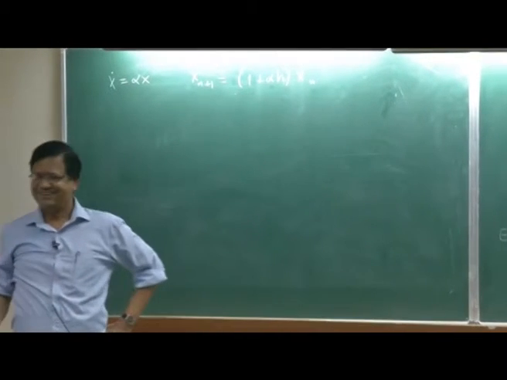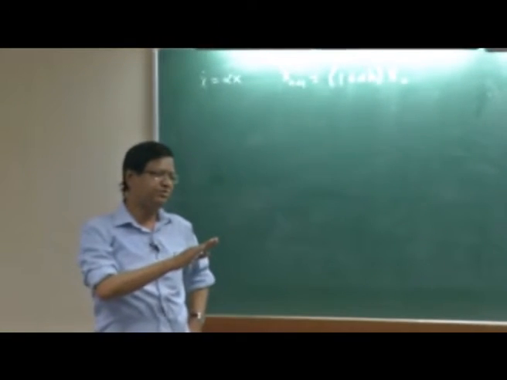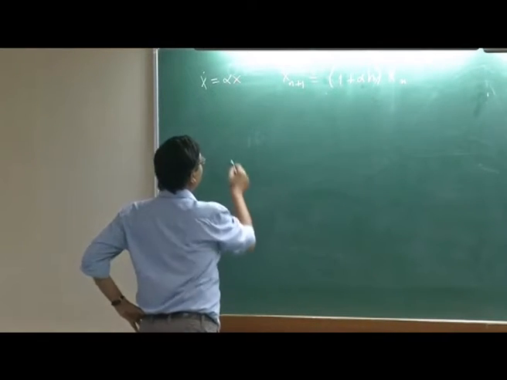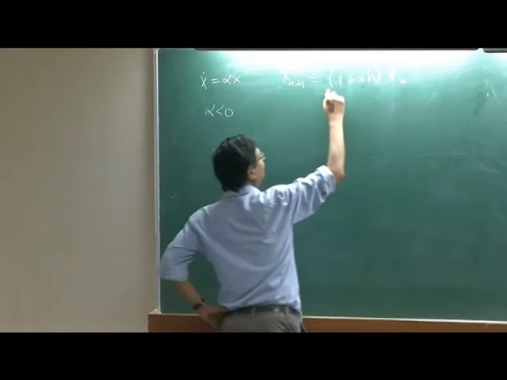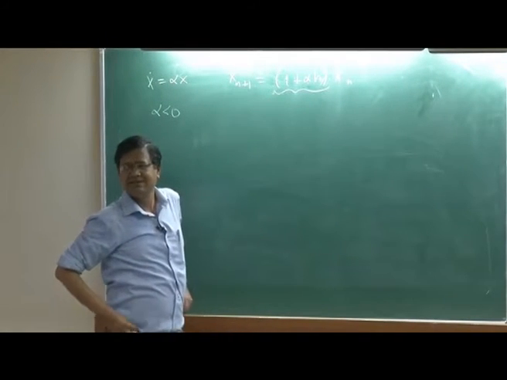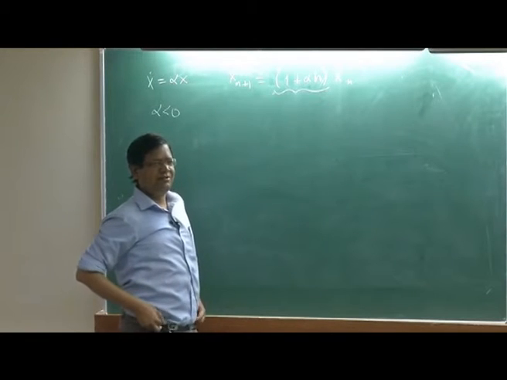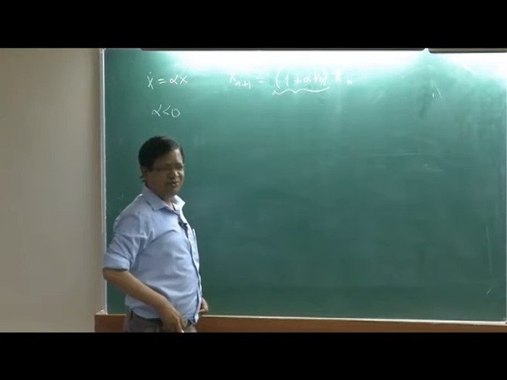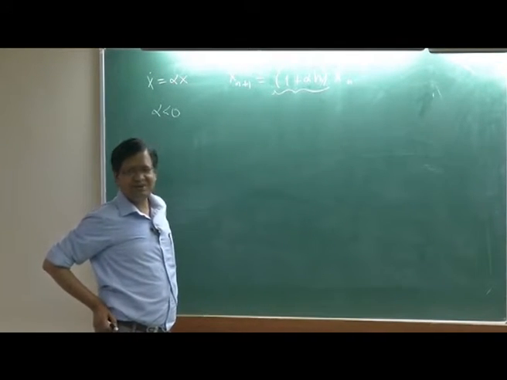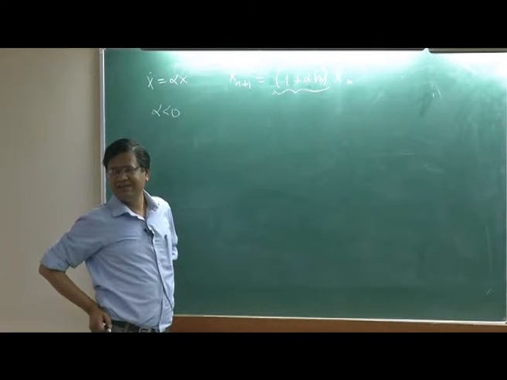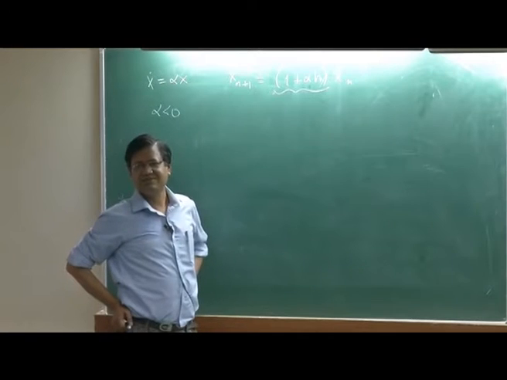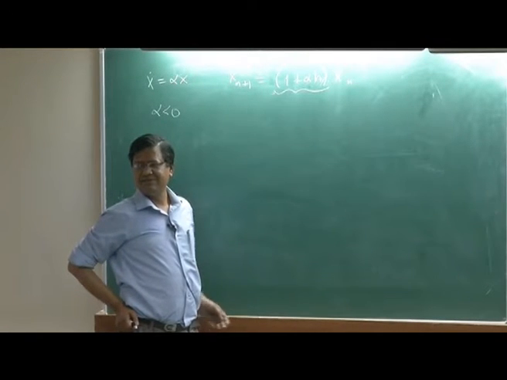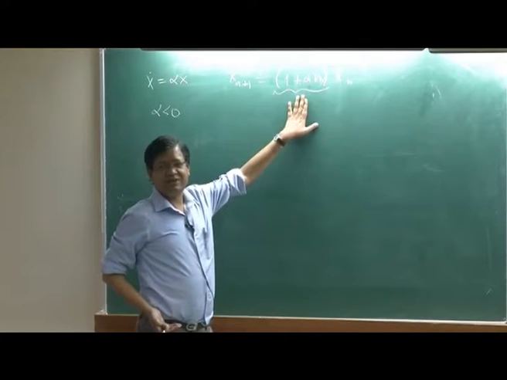For alpha positive, both solutions grow: my numerical solution will grow and my physical solution will grow. But for alpha less than 0, I have to check. What about this term? What happens to this for alpha less than 0? Can your solution oscillate? Will it always go to 0? So when will it not go to 0? When alpha h is greater than 1.